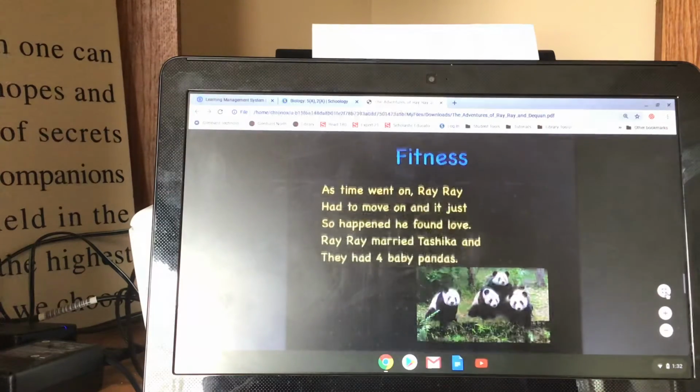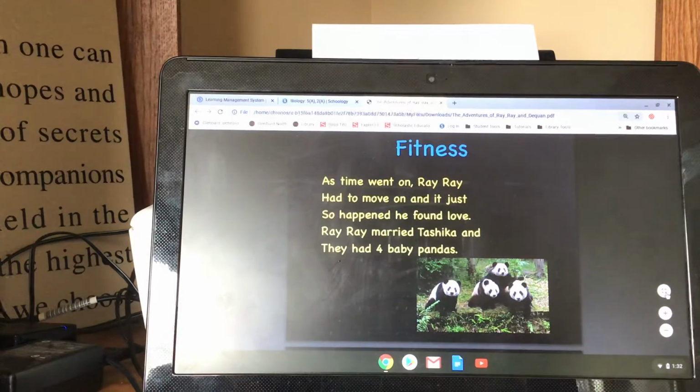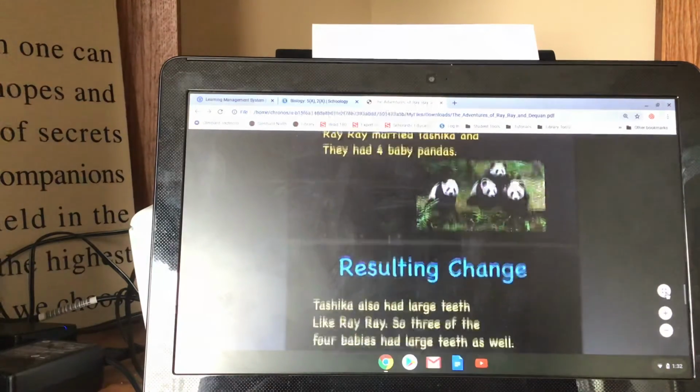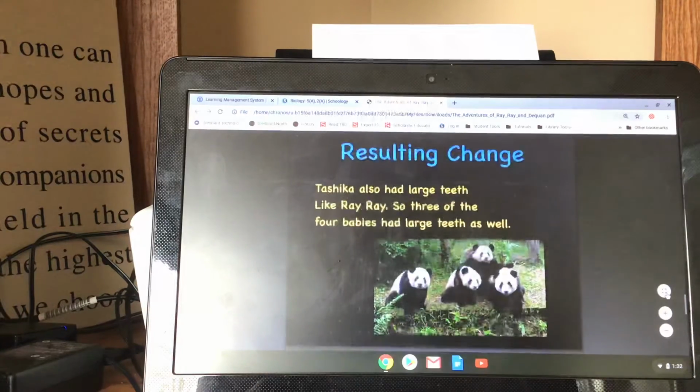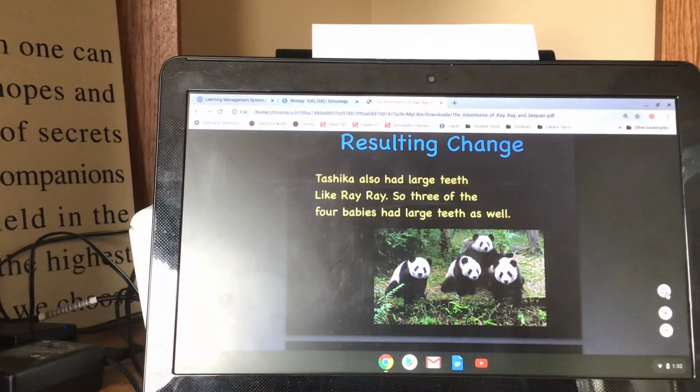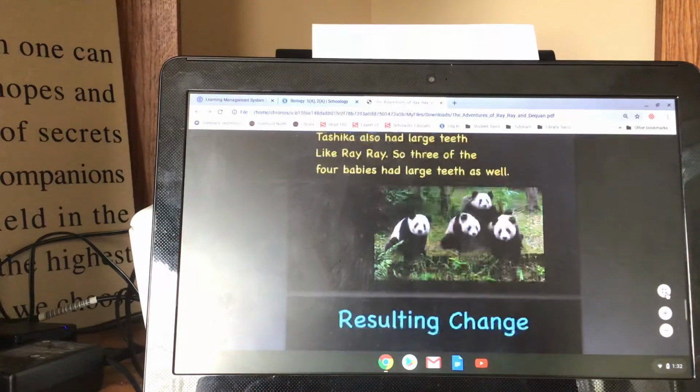As time went on, Ray Ray had to move on, and it just so happened he found love. Ray Ray married Tashika, and they had 4 baby pandas together. Tashika also had large teeth like Ray Ray, so 3 of the 4 babies had large teeth as well. So now we can see that the trait that allowed Ray Ray to survive is being passed on to future generations.